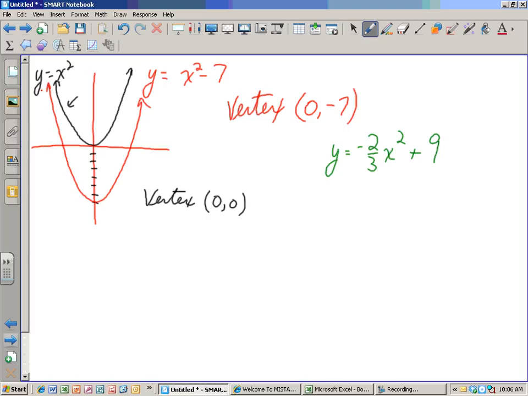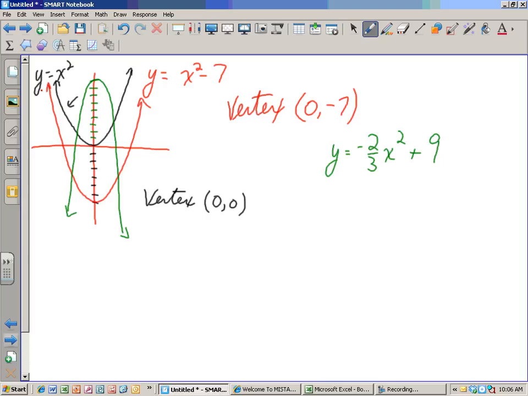First of all, what does that negative mean? It's going to be upside down. Very good. Tell me what the 2/3 means. Is it going to be wider or narrower? Wider. Very good. Now, what about the plus 9? It's going to move up 9 units. So that will look like this: 3, 4, 5, 6, 7, 8, 9. It's going to go up 9 units. And can you tell me what the vertex is? 0, 9.